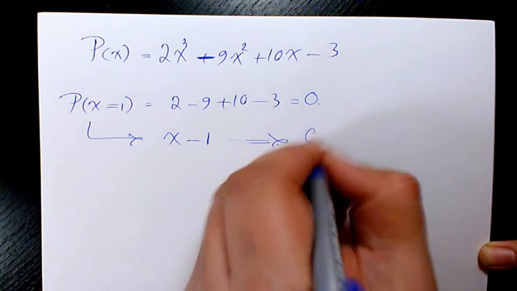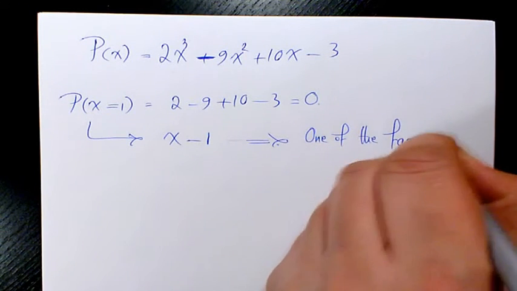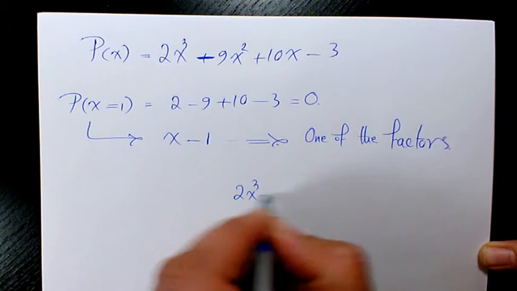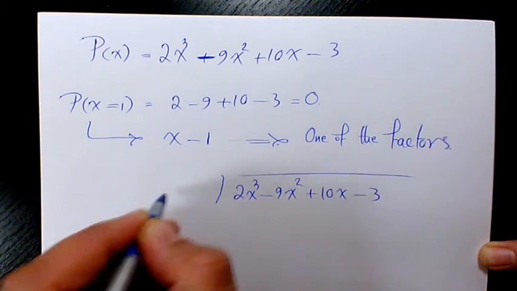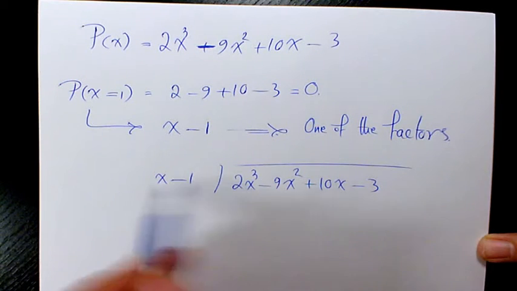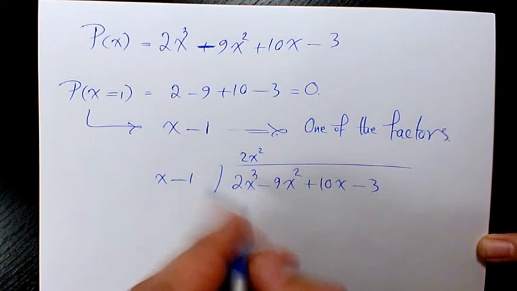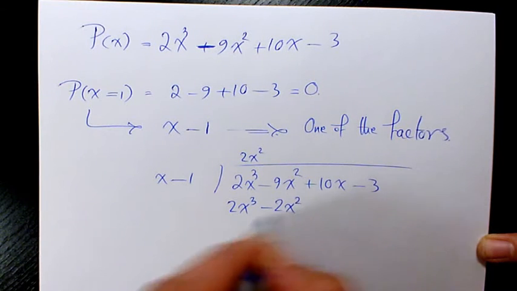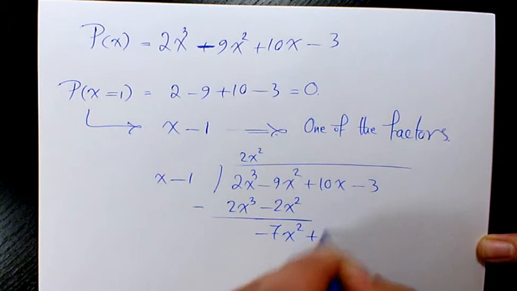So now I'm going to have long division. 2x cubed minus 9x squared plus 10x minus 3 divided by x minus 1. So we start with the largest exponent. 2x cubed divided by x is going to be 2x squared, and then you need to multiply. 2x squared times x is 2x cubed. 2x squared times negative 1 is going to be negative 2x squared. When you subtract it, it's going to be negative 7x squared plus 10x.